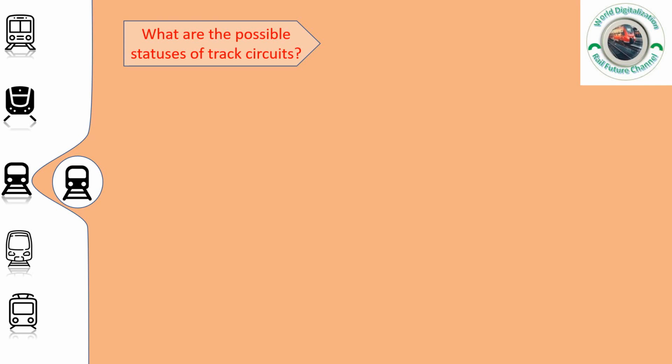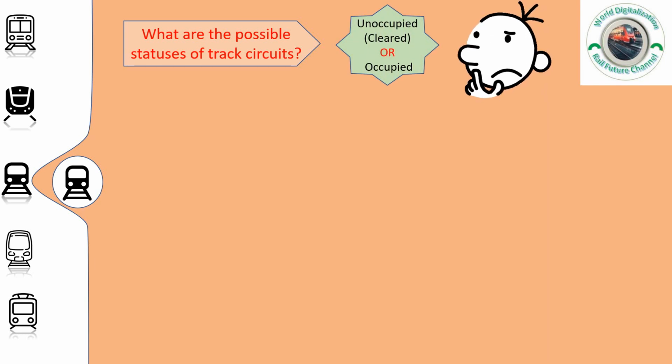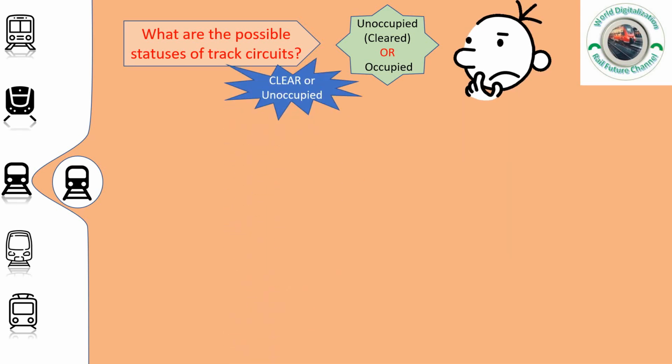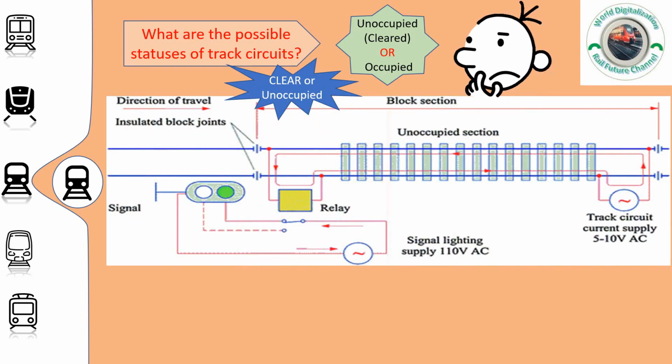What are the possible statuses of track circuits? Oh, I believe you got it. Yes, we have two statuses: unoccupied or cleared, and occupied. So let's start with clear or unoccupied.